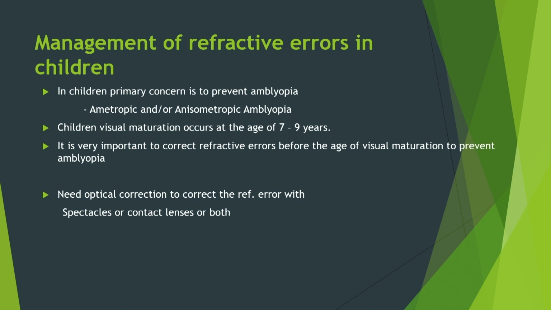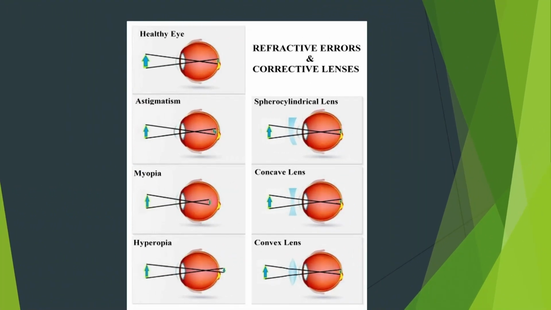So the refractive error correction is optical correction, usually with spectacles for children, but in older children you can consider contact lenses, or sometimes we use both, right? That is the main thing, and you know how to correct, right? You must have touched on that. So myopia with concave lenses, hyperopia with convex lenses, and astigmatism with spherocylinders, right?